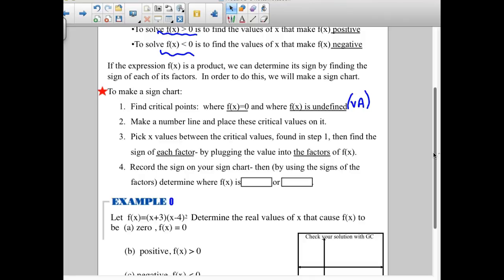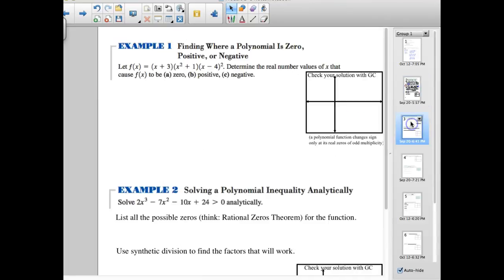And then on our sign chart, we're going to indicate, did we get a positive or negative answer? And we'll use that to solve our inequality. Okay, we're going to skip example 0 because it's a lot like one of the other ones we do.